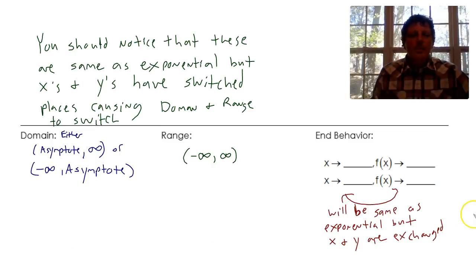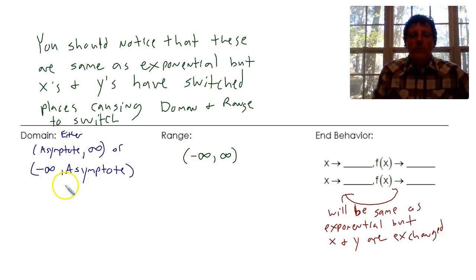The last thing that we want to discuss is the domain, the range, and the end behavior. And you should again notice that these are similar to those exponential functions, but the x's and y's have switched places, which causes the domain and the range to switch places as well. So the domain of exponential functions is all real numbers. Now that's the range of this type of function, a logarithmic function. The range of exponential functions was impacted by the asymptote.